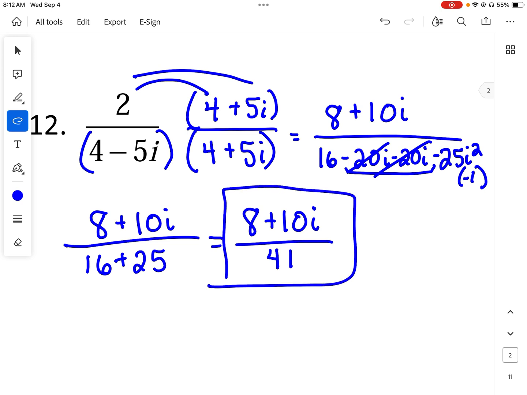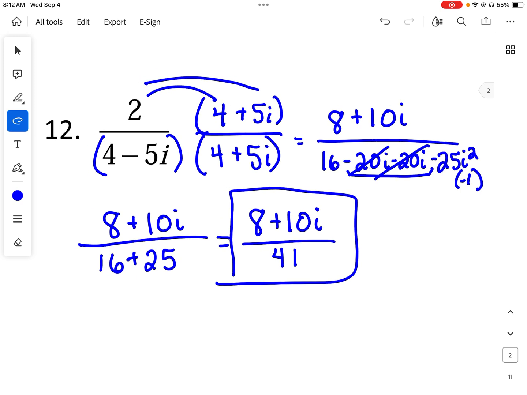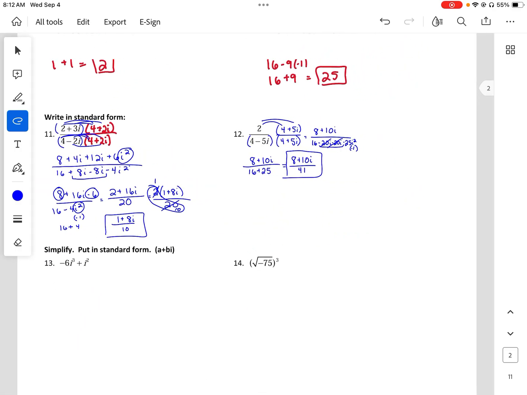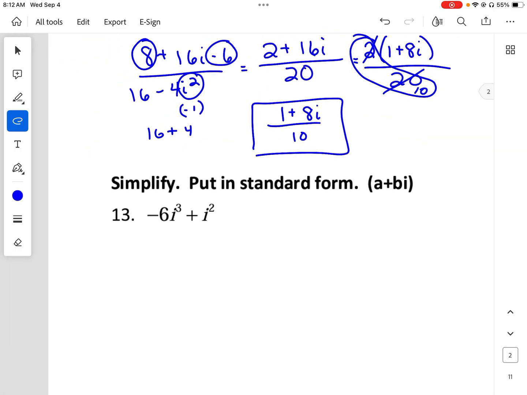And we can't reduce anything. See how they're not all evens or not all multiples of the same number. So that is how we know that we are done. We cannot simplify anymore. Okay, let's see. We have 2 more.